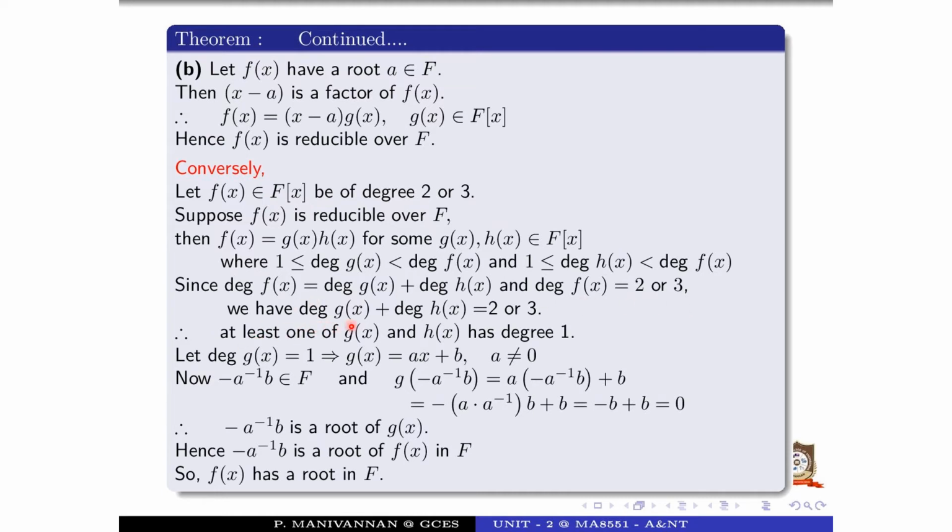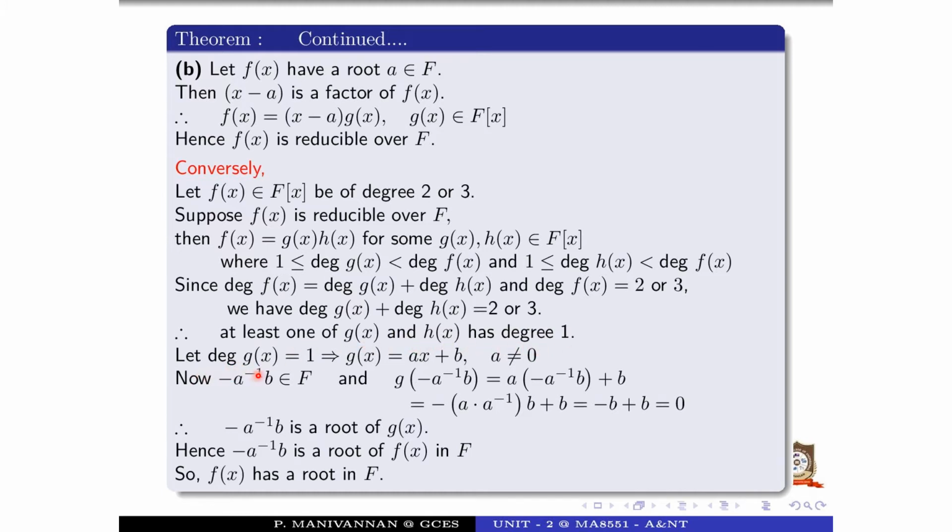Therefore, the degree of g(x) plus the degree of h(x) is equal to 2 or 3 by this condition. Therefore, at least one of g(x) or h(x) has degree 1. Why? 2 can be split as 1 plus 1, and 3 can be split as 1 plus 2 or 2 plus 1. Therefore, at least one of g(x) and h(x) has degree 1.